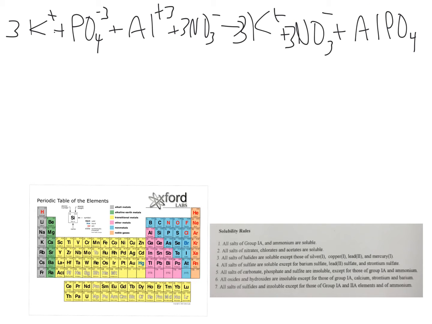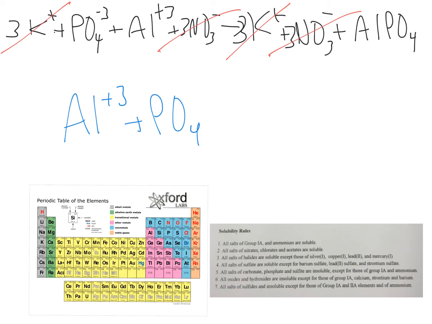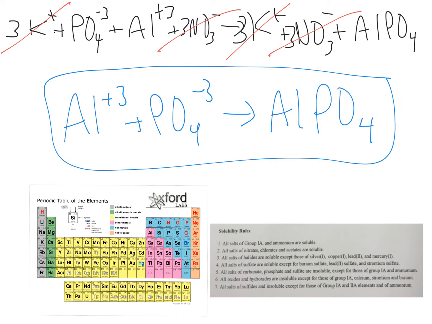One last step here says that K plus is on this side and on this side, so they really don't do anything. NO3 minus, we got 3 of them here and 3 of them here. So realistically, this equation basically comes out to be Al plus 3 plus PO4 minus 3 is equivalent to AlPO4. This is what we call a net ionic equation. I don't necessarily have expected that. I would have expected all of this, though.